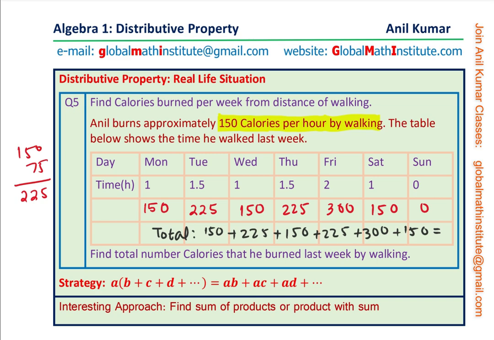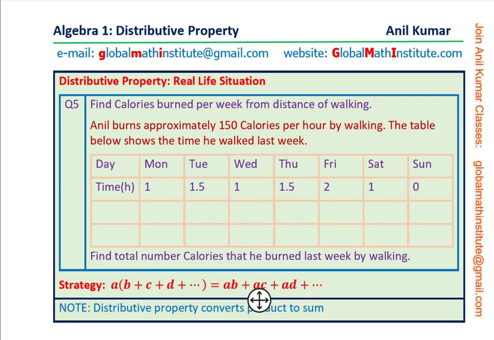Easily, you can do this. Now you can see how cumbersome it is to multiply each and every number and add those calories. Now how does the distributive property help us? Okay, let's see this situation once again. Total calories burned is 150 calories per hour. Why not add the hours instead of adding those things? So add the hours and multiply with calories. So what do we get now?